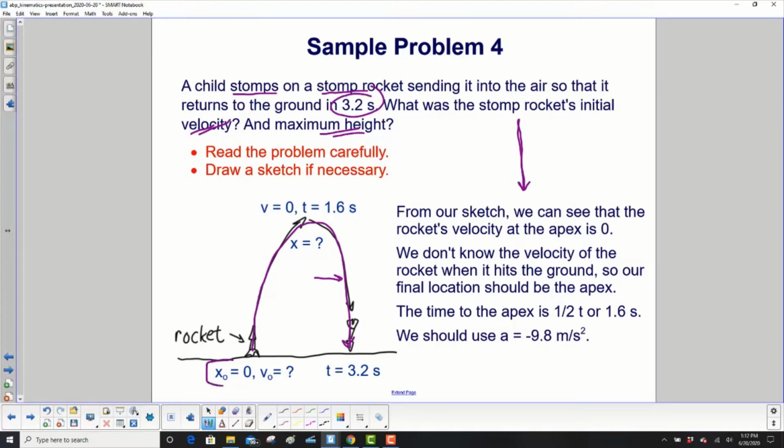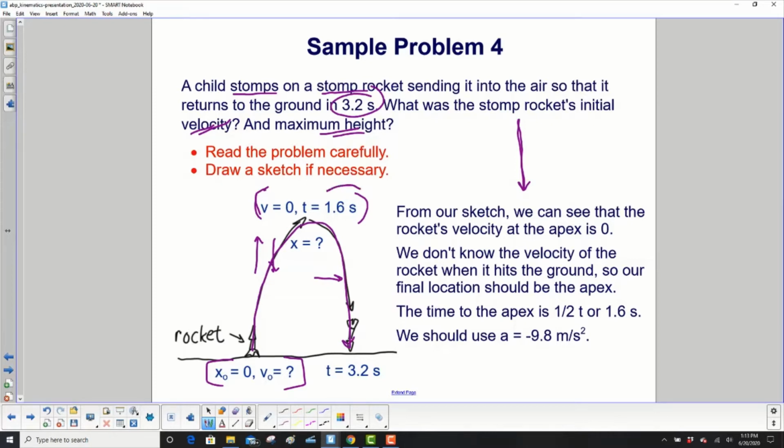Our initial conditions, x0 is equal to 0. It starts on the ground. The initial velocity, that's what we want to find. At the top, we've already spoken about this. The velocity at the top is 0, right? Because it's moving in the positive direction. Then when it comes down, it goes negative. So how do you get from positive to negative number? You have to go through 0. So the velocity is 0 at the top.